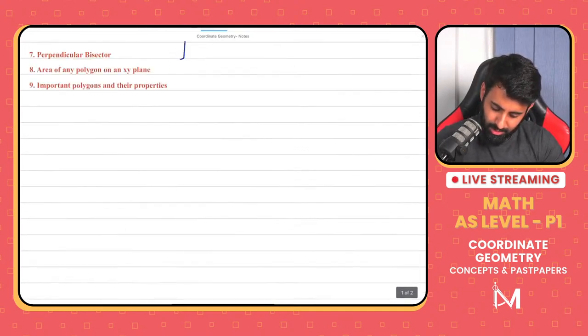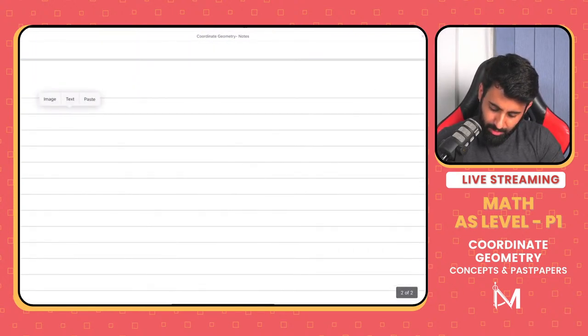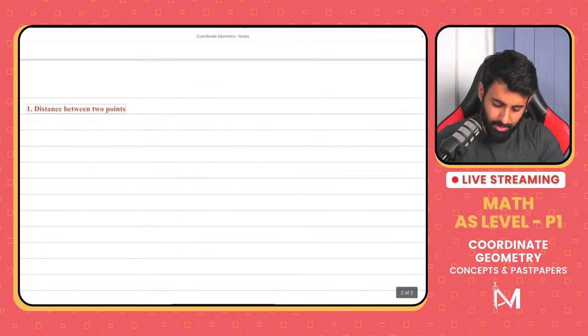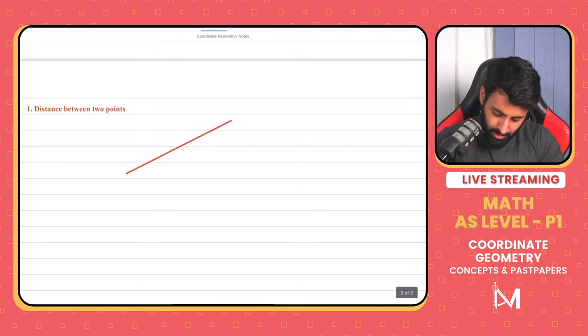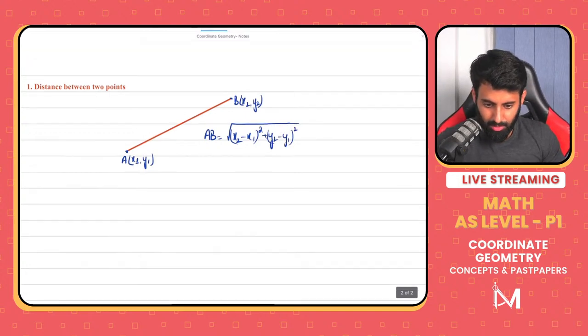The first concept is distance between two points. There's a simple formula for it, which you have to remember. That formula is the square root of (x2 minus x1) squared plus (y2 minus y1) squared. So if you have any two points, x1, y1, and x2, y2, and you're asked to find the distance, it can be calculated using this very simple formula: (x2 minus x1) the whole thing squared, plus (y2 minus y1) the whole thing squared, under a square root. There you go.